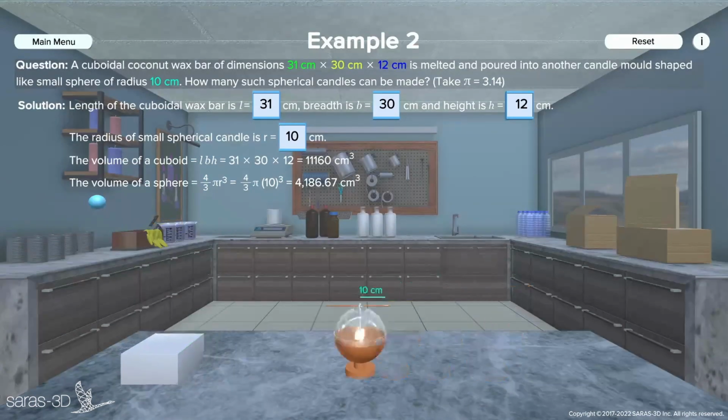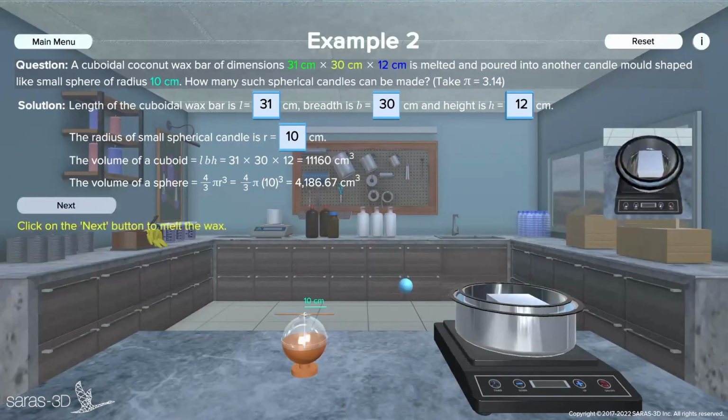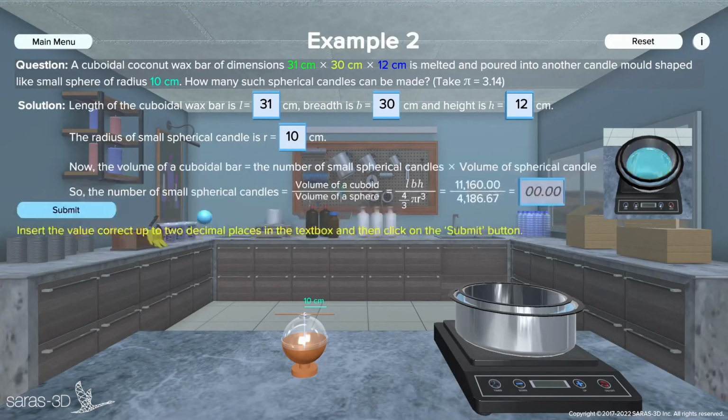Now to find the number of candles, we will first of all melt the cuboidal coconut wax bar. So now it is getting melted. Okay, the cuboidal coconut wax bar. Now let us add some color to it. So now let us find out the number of small spherical candles. It will be the ratio of these two values. Okay, the formulas are written, the values we have already calculated. So let us find out this value and we have to keep it up to 2 decimal places.